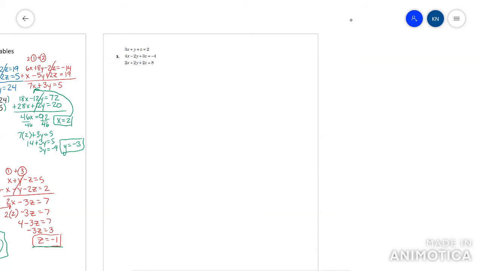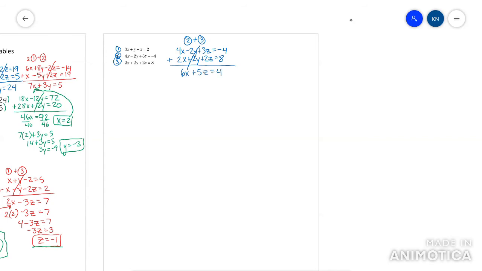I'm going to start by numbering my equations. 2 and 3 added together would eliminate the letter y. So I'm going to do equation 2 plus equation 3. So it's going to look like this. Let me fix that. All right, so when you add these together, the letter y eliminates. So I get 6x plus 5z equals 4.